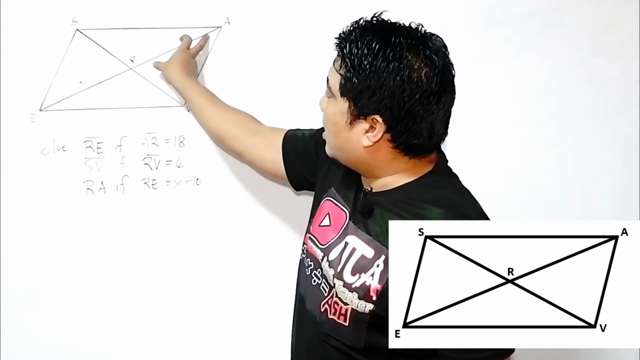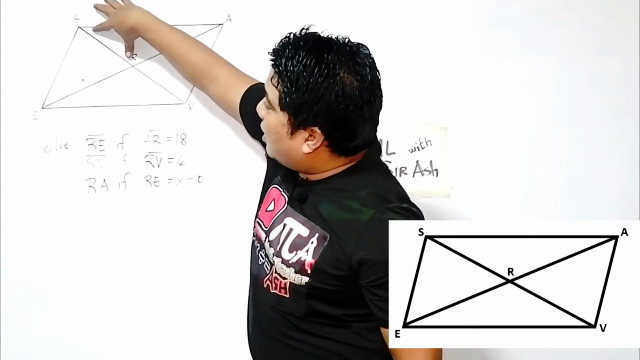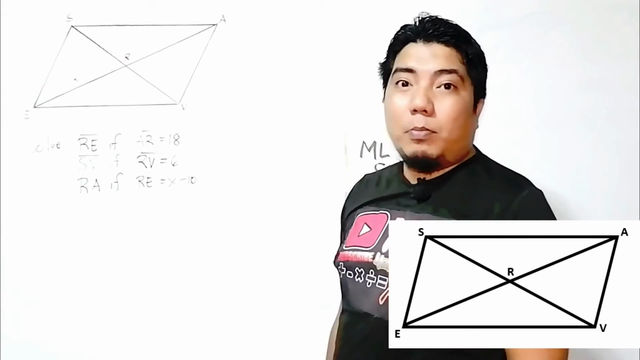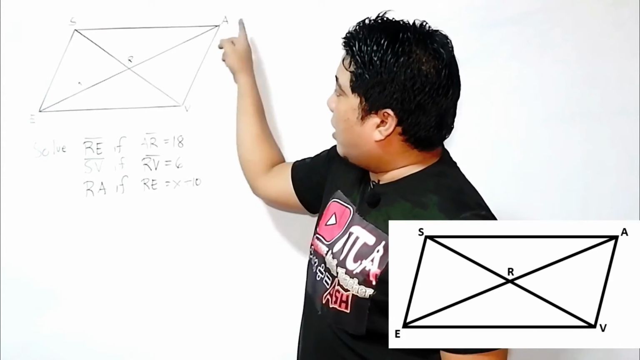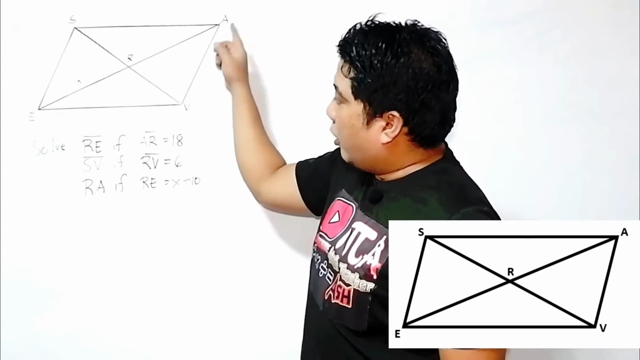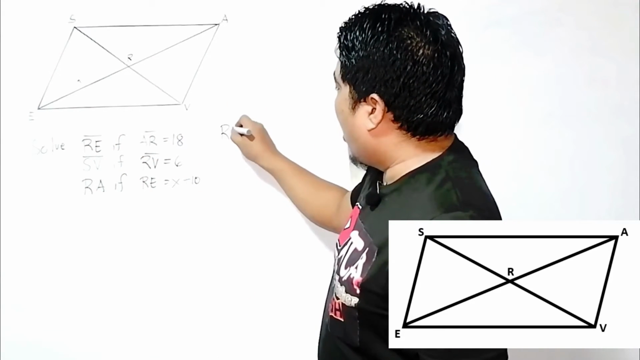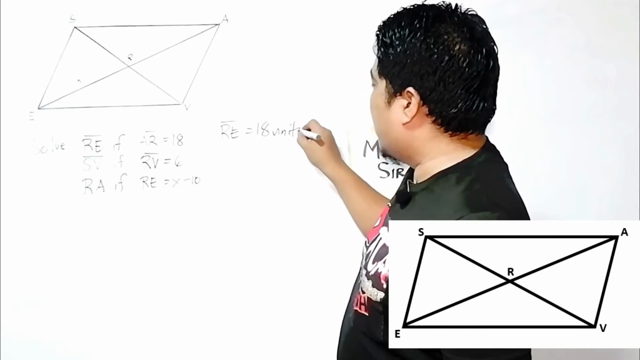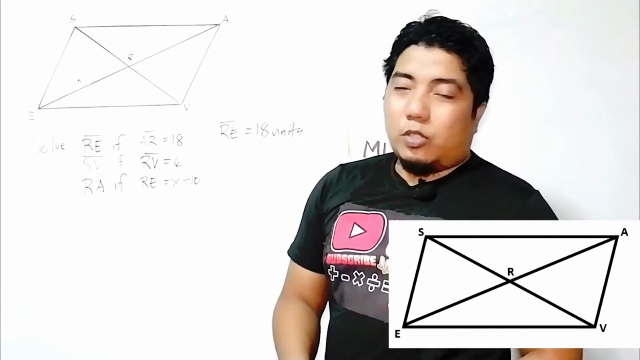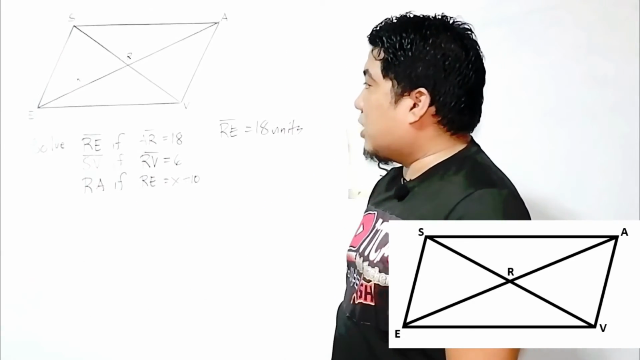So, meaning this measurement is also equal to this measurement, as well as this measurement is also equal to this measurement. So, without solving, since this is given as 18 units, therefore, this is also 18 units. So, therefore, our RE is equal to 18 units. Easy, right? So, the next problem is, what is the measurement of line segment SV?